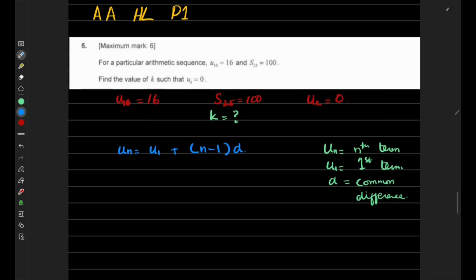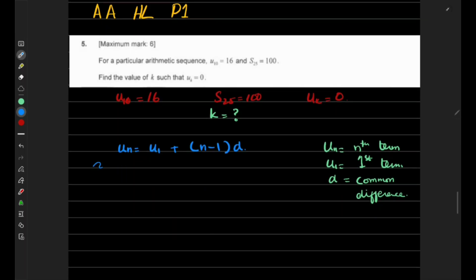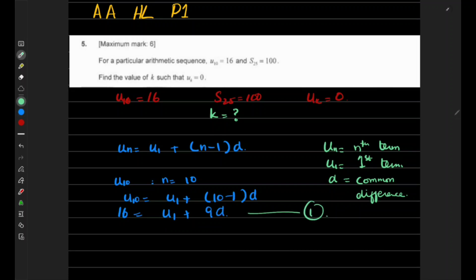So from the given elements, we have U10, in which n is equal to 10. So put in the equation, U10 is equal to U1 plus (n minus 1) times d. The value of U10 is 16, which is equal to U1 plus 9d. We name this equation number 1.